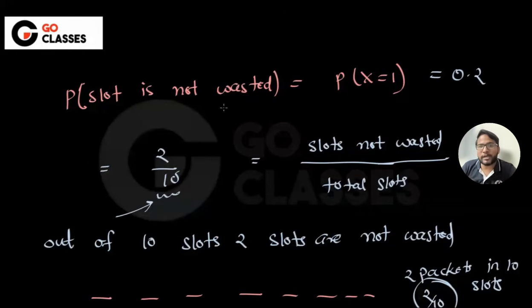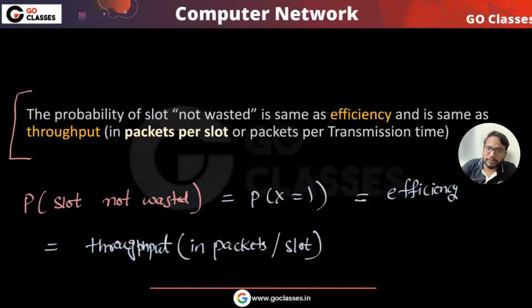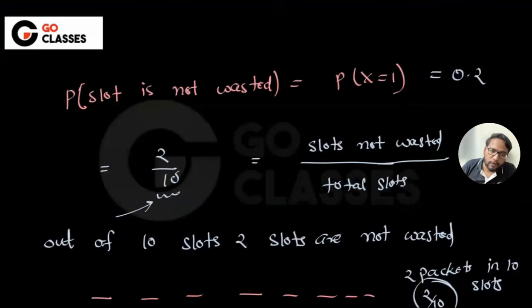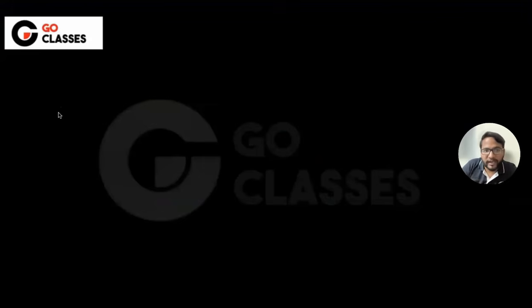So this probability of X being 1, if you recall, was G into e power minus G, right? This is same as throughput. Okay. So probability of X being 1, which is G into e power minus G, is same as throughput if you are measuring throughput in packets per slot.